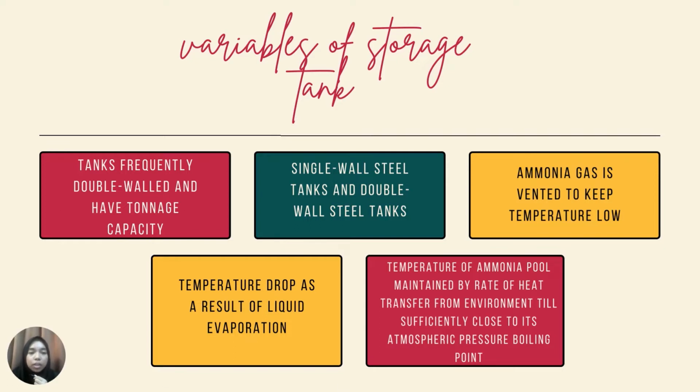Ammonia has a high energy to quickly form into the vapor, but then the temperature will be dropped. But temperature of ammonia pool can be maintained by rate of heat transfer from environment till it is sufficiently close to its atmospheric pressure boiling point, and that the variable of the storage tank in this ammonia plant is just pressure and temperature. And that's all from me.